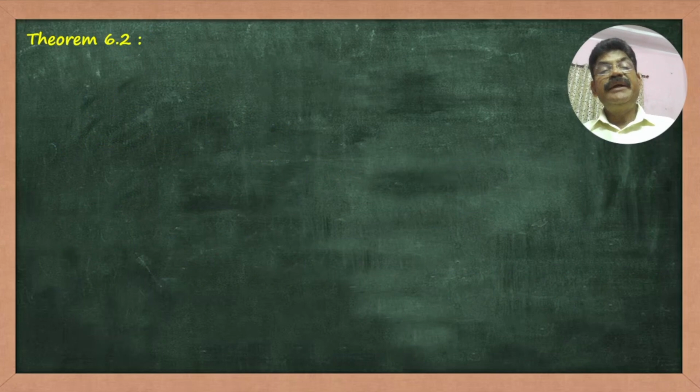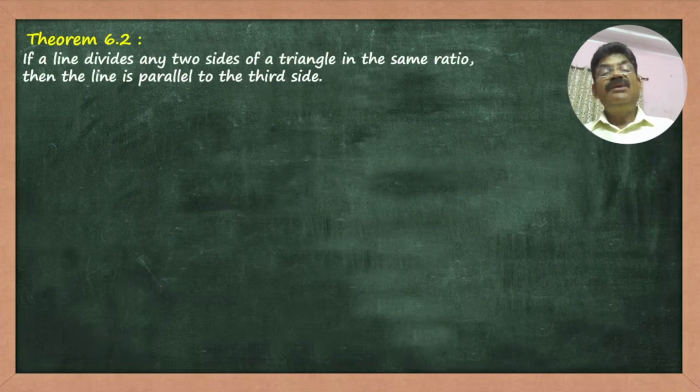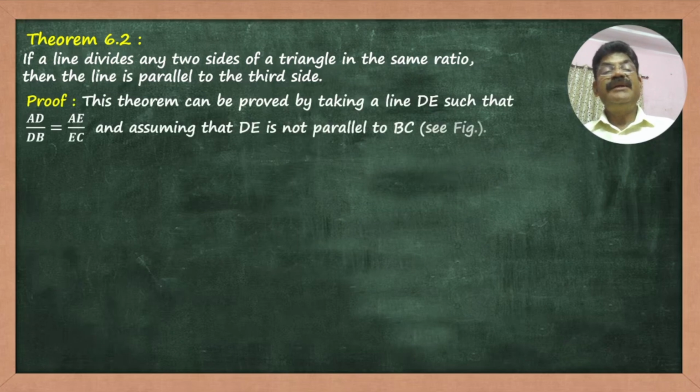Now, theorem 6.2. If a line divides any two sides of a triangle in the same ratio, then the line is parallel to the third side. It is exactly the converse of the previous theorem. So you draw a line which divides the sides in the same ratio and then you have to prove that it is parallel to the third side. This theorem can be proved by taking a line DE such that AD divided by DB is equal to AE divided by EC and assuming that DE is not parallel to BC.